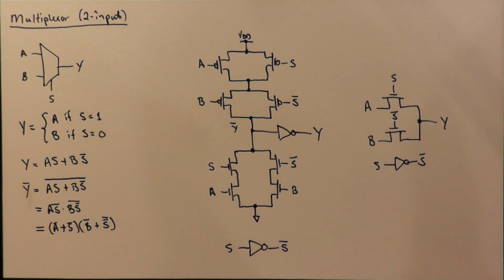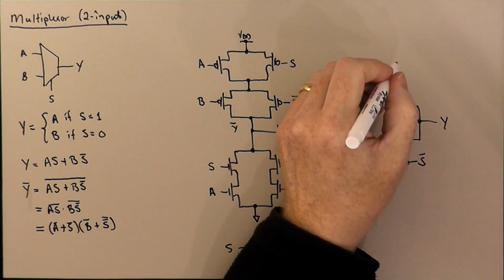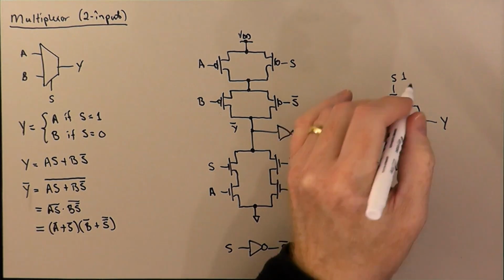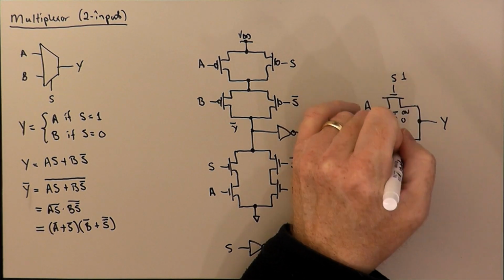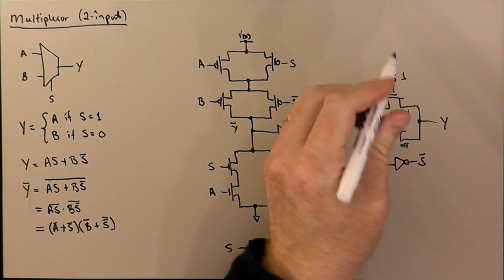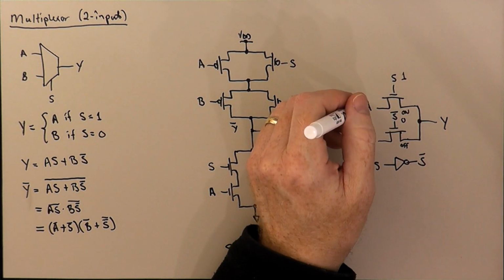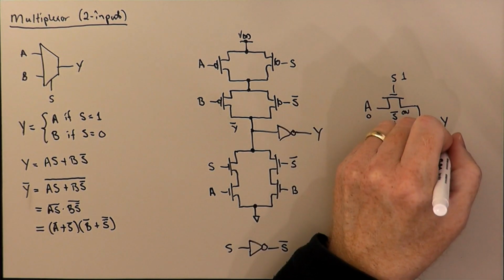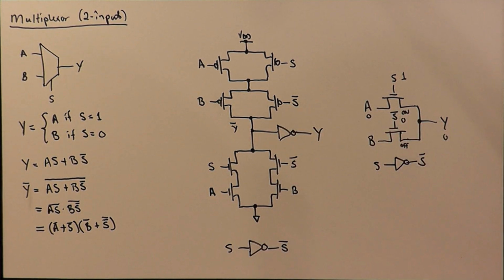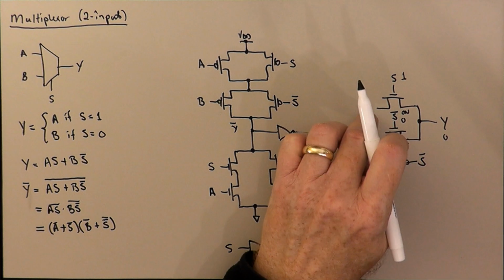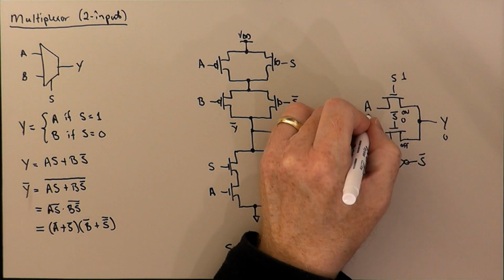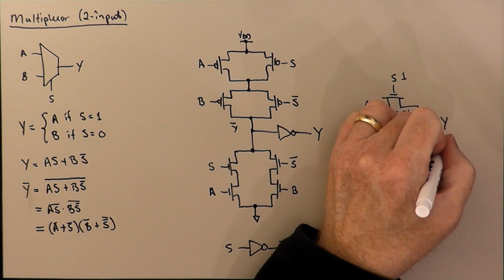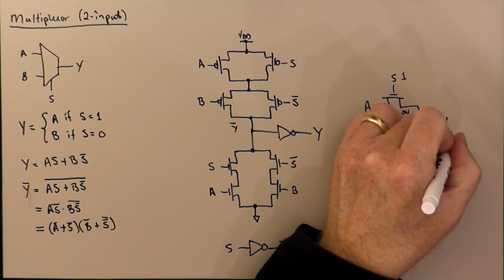So if we were to put, let's say, S equal to 1, S bar would be equal to 0, so this transistor would be on, this transistor would be off. If we were to make A 0, then Y would be a good strong 0. But if we were to make A 1, what we would get here is a weak 1.